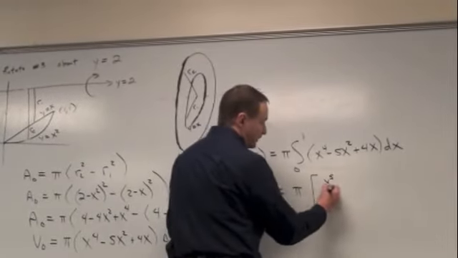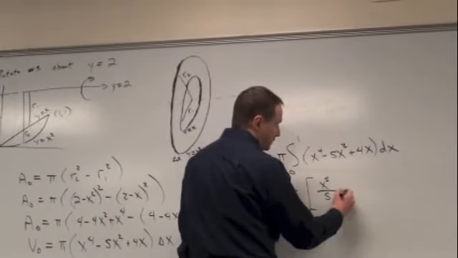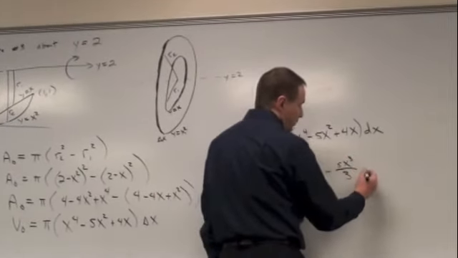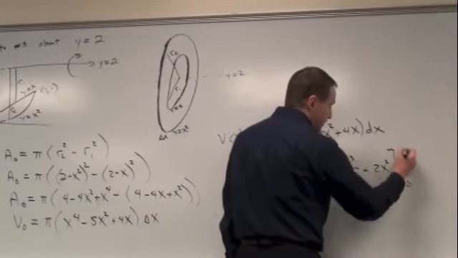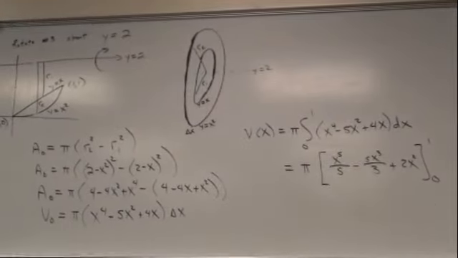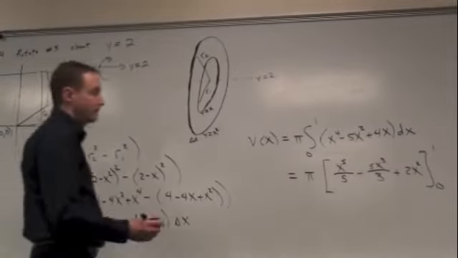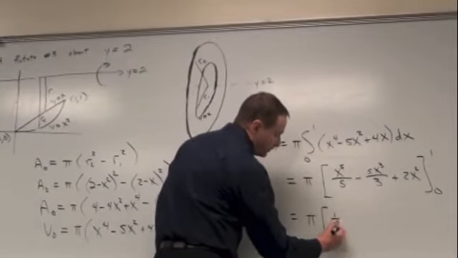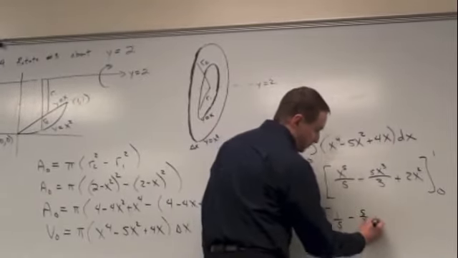We'll have x to the 5th over 5 minus 5x cubed over 3 plus 4x squared over 2, which would just be 2x squared, evaluated from 0 to 1. And as with all the other ones so far, when you evaluate this at 0 into a polynomial, you'll get a 0. So the only thing you have to do is plug in the 1. When you do that, you'll get 1/5 minus 5/3 plus 2.